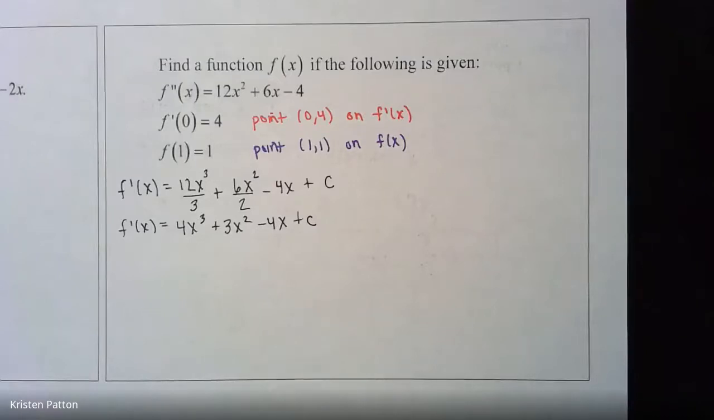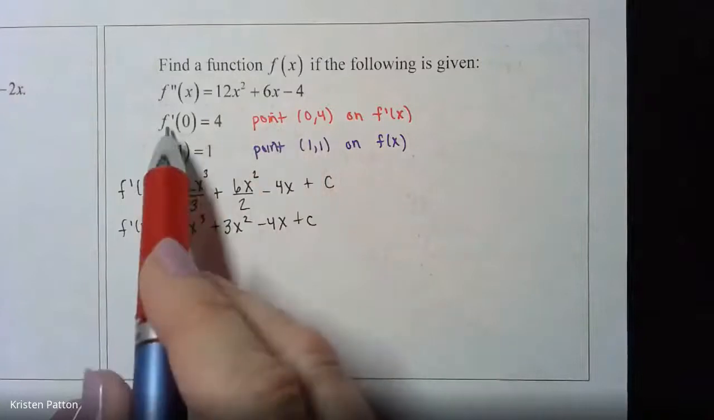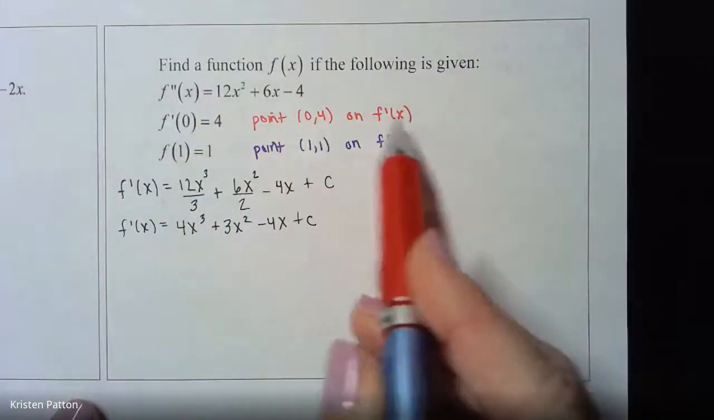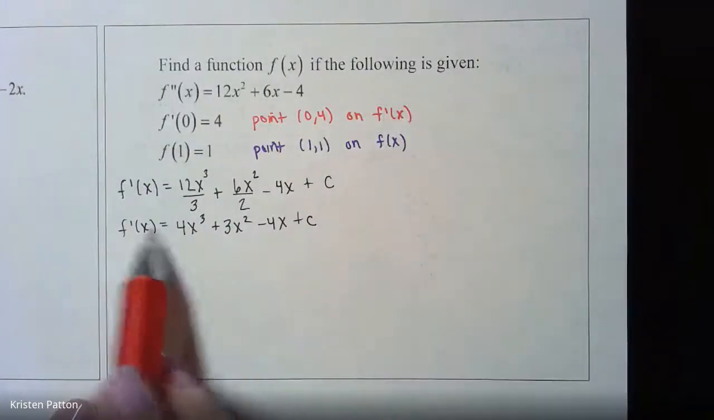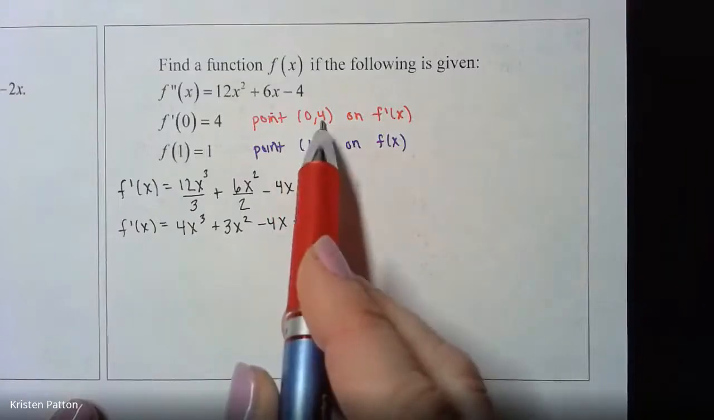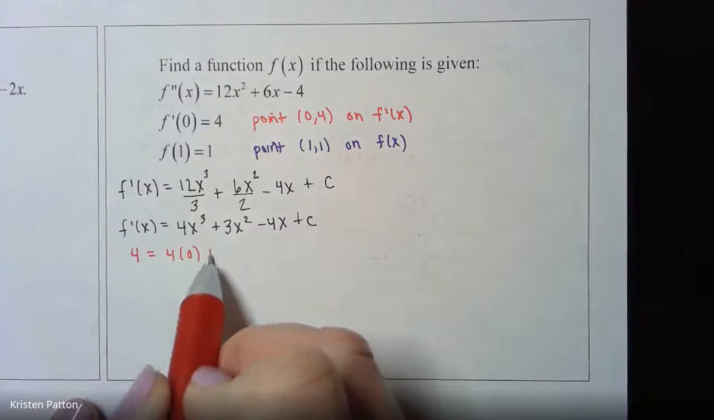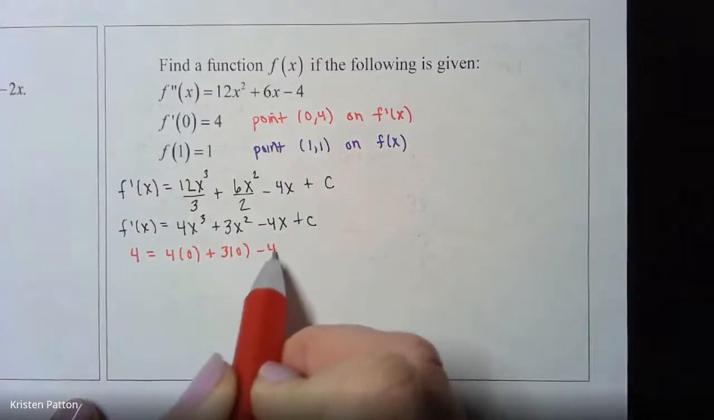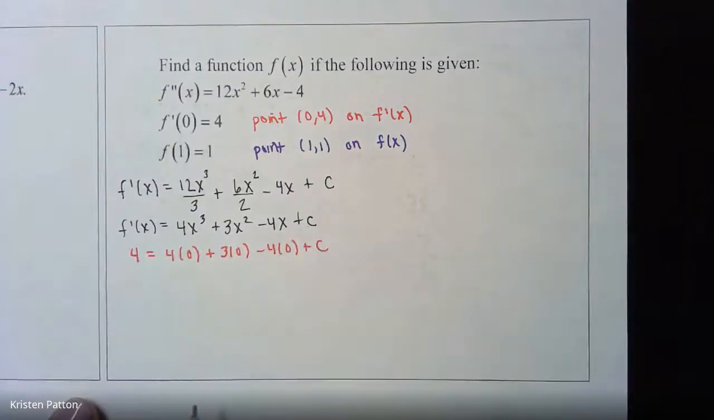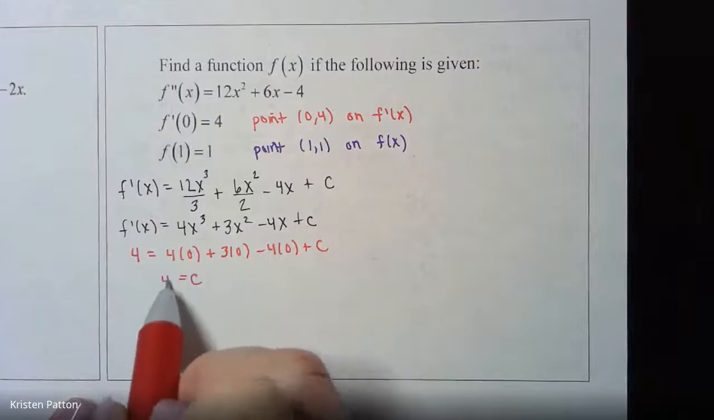Before I take the antiderivative again, let's find our c, right? We have a piece of information about the first derivative, so we should use it here. On the first derivative, the y value is 4 when the x value is 0. Oh, that's actually pretty nice, which means c equals 4.